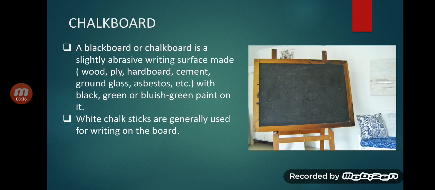The next is the chalkboard. A chalkboard or blackboard is a slightly abrasive writing surface. Abrasive means hard and rough, but can be polished. It can be made of wood or ply, hardboard, cement, ground glass, asbestos, etc., with black, green or bluish green paint on it. White chalk sticks are generally used for writing on the board.